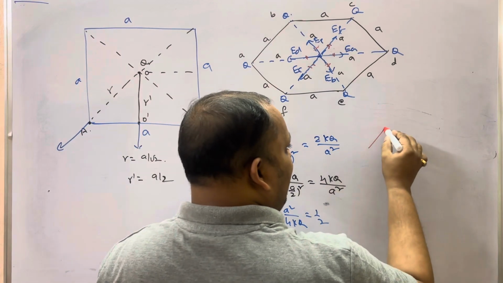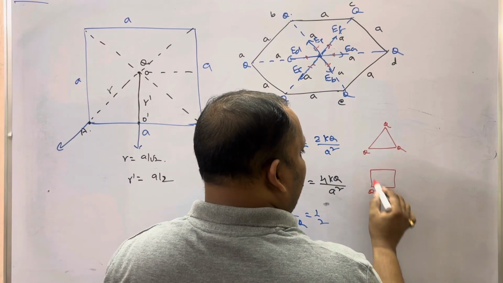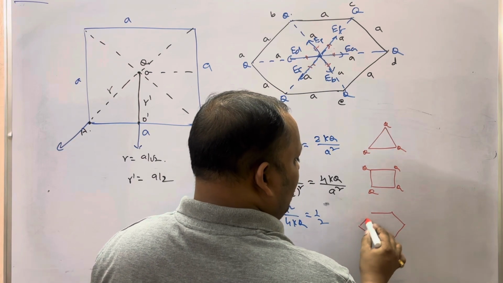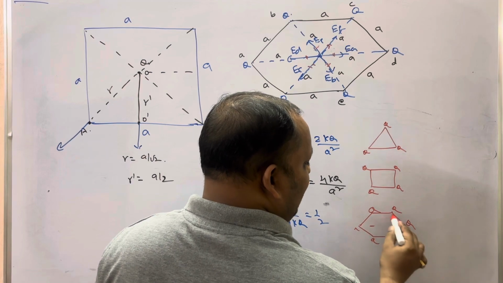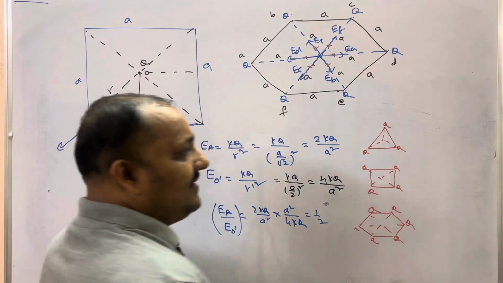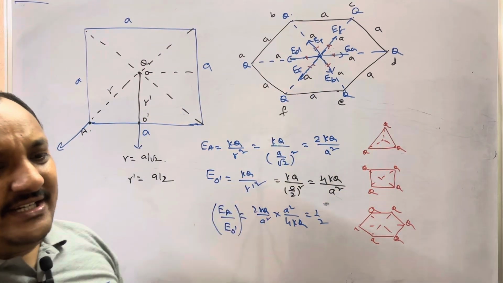Not only in a triangle, if all the charges are the same, not only in a square, if all the charges are the same, even if it is a hexagon or pentagon, whatever it might be, at the center we will always get 0. Like that, blindly we can follow, either force or electric field.